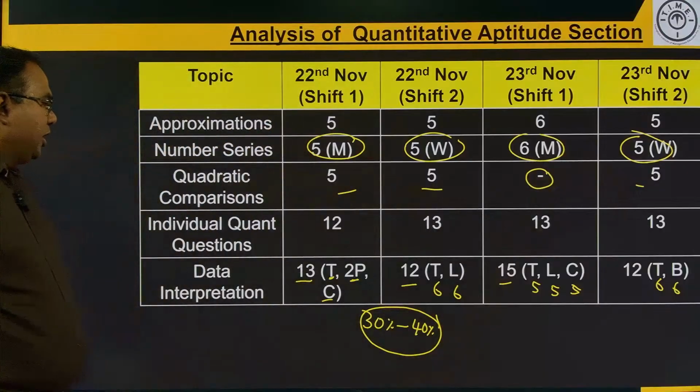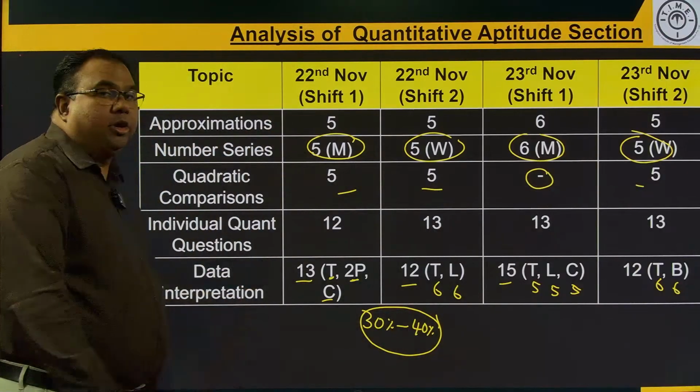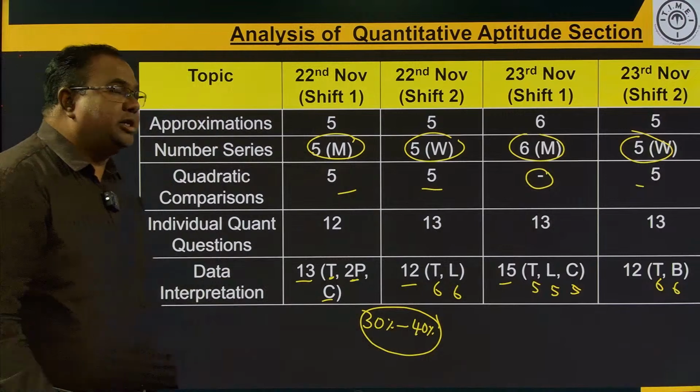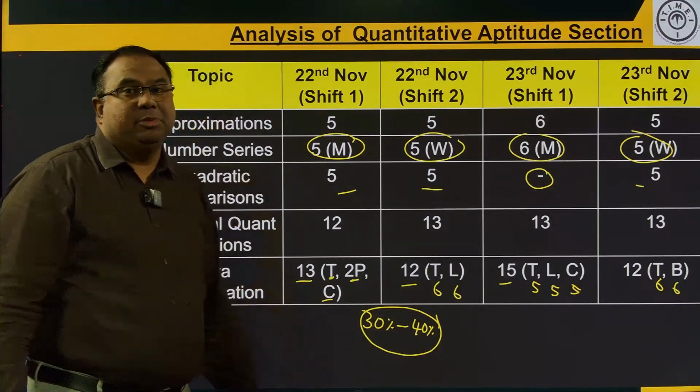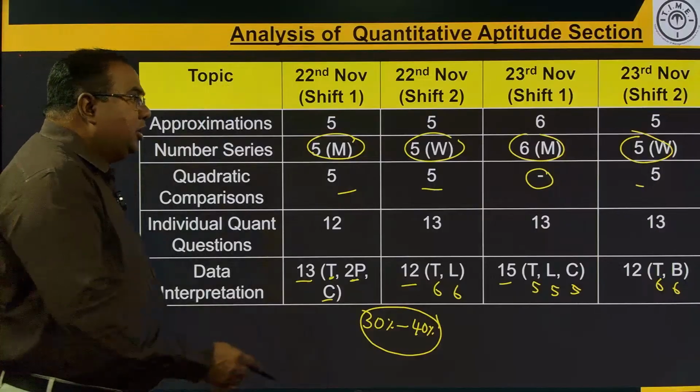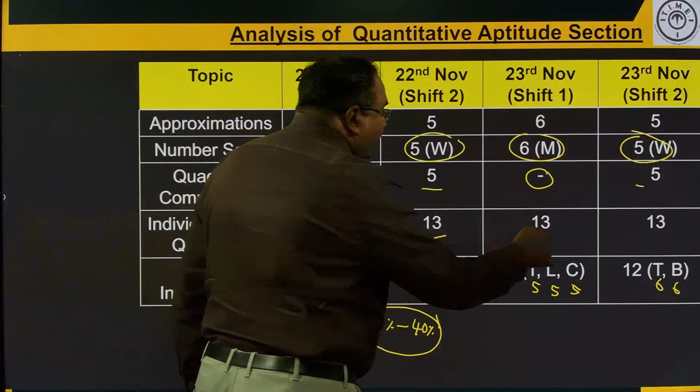And individual quant questions, that is your arithmetic topic questions: equations, ratio, profit and loss, percentage, time and work, time, speed and distance, boats and streams, averages, mixtures, allegation, mensuration, etc. There were 12 questions in one slot. In other slots there were 13 questions.